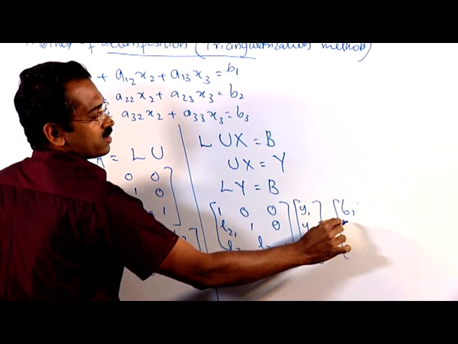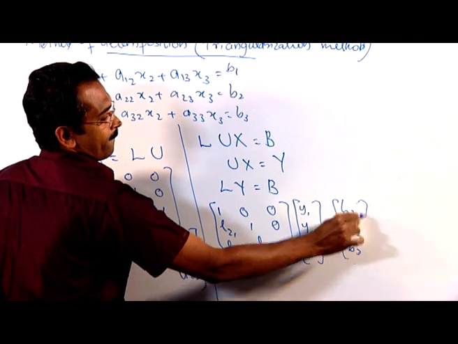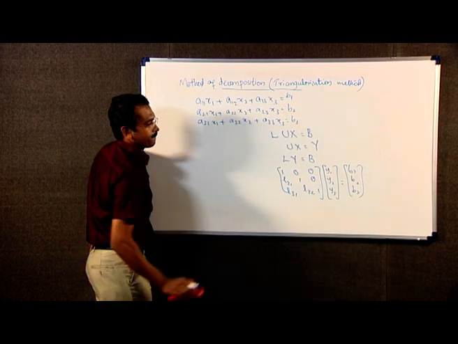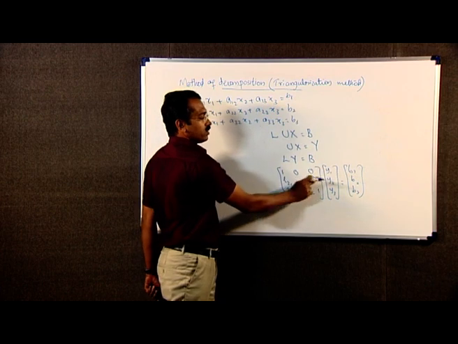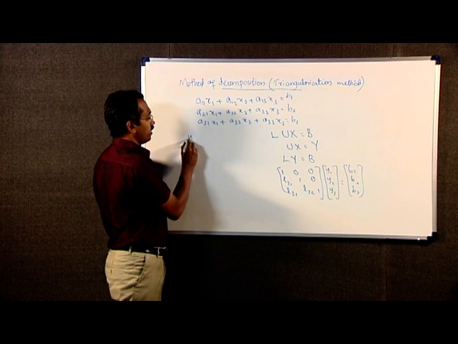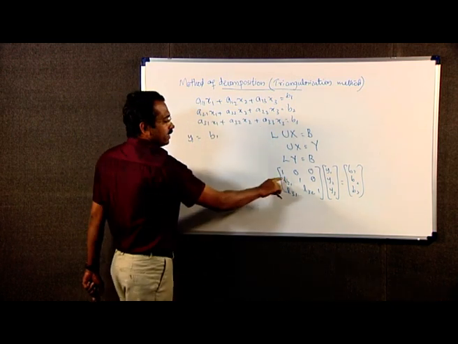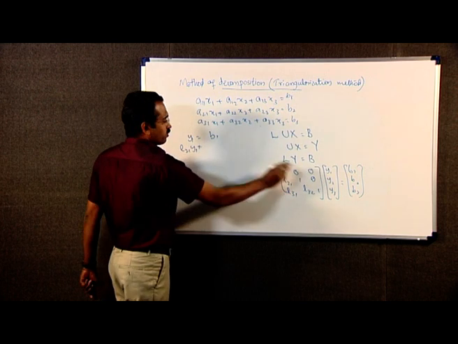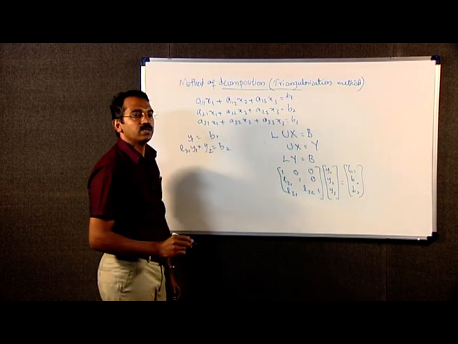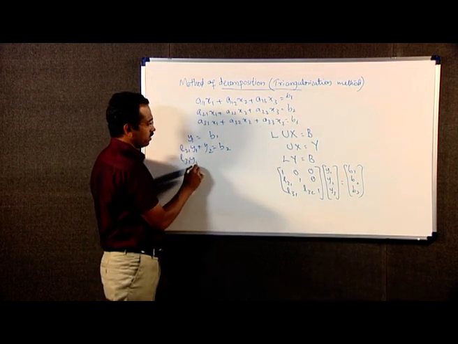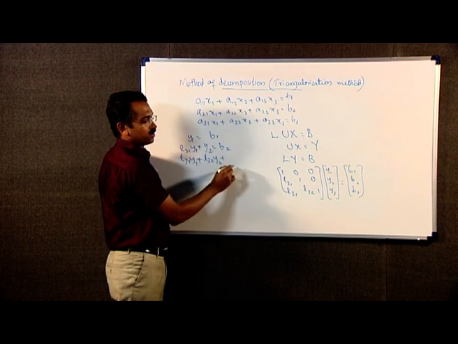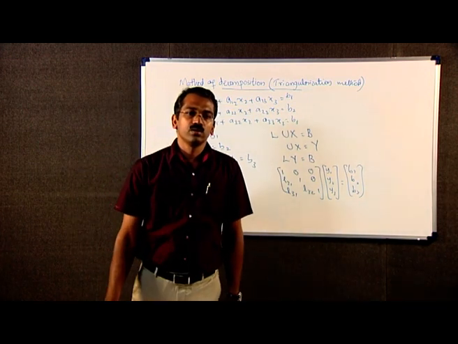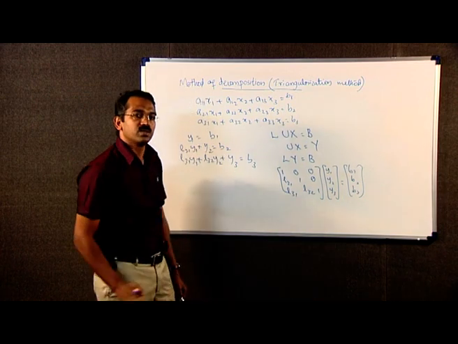B is the constants in the right hand side, which is equivalent to y1 plus 0 is equal to b1, that is y1 is equal to b1, L21 y1 plus y2 is equal to b2, and L31 y1 plus L32 y2 plus y3 is equal to b3, and can be solved for the unknowns y1, y2, y3 by the forward substitution.